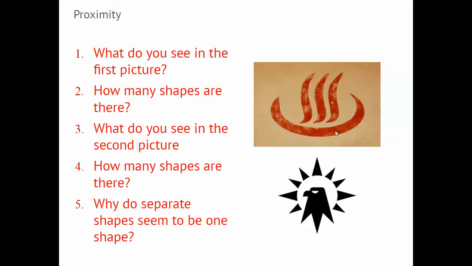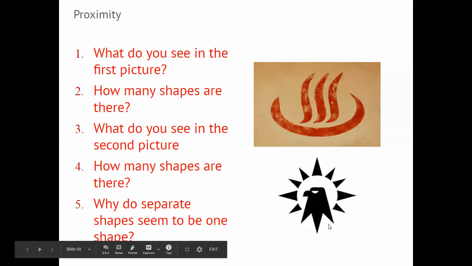So what do you see in the first picture? Different people see different things. Some people see, write this down, what you see. All right, so some people see like a coffee cup with steam. Some people see like a loaf of bread. Some people see like a Viking ship, right? But how many shapes are there? Well, there's 1, 2, 3, 4. Write that down. Okay, but even though there are 4 separate shapes, we see one item because of their proximity. They're close together.